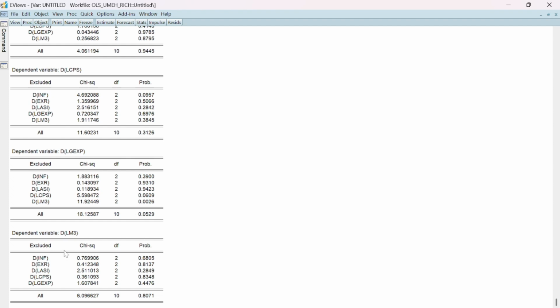So this one, you can see broad money. They are telling us that all the variables do not Granger cause broad money. Inflation does not Granger cause it. Exchange rate does not Granger cause it. Even stocks do not Granger cause it. Credit to private sector does not Granger cause it. Expenditure does not Granger cause it. And all these variables are the demand side properties of inflation.